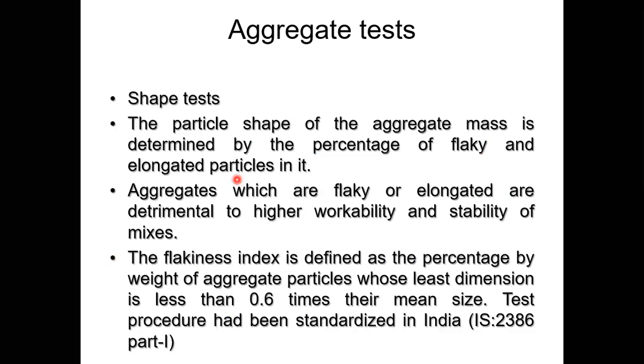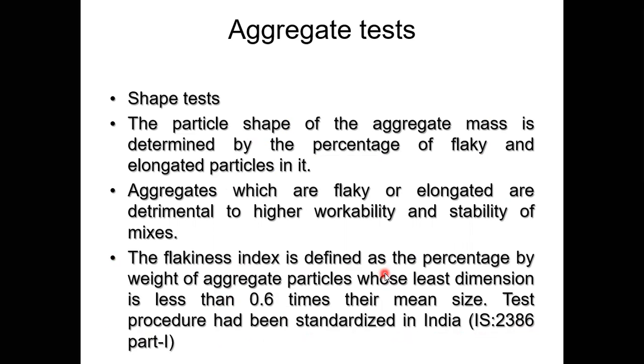Only basic idea. The particle shape of the aggregate mass is determined by the percentage of flaky and elongated particles in it. Aggregates which are flaky or elongated are detrimental to higher workability and stability of mixes. Obviously, right? The flakiness index is defined as the percentage by weight of aggregate particles whose least dimension is less than 0.6 times their mean size. The test procedure has been standardized in India, IS 2386 Part 1. So you need to find out the flakiness index and elongation index.